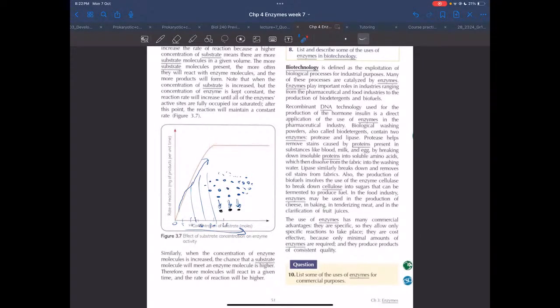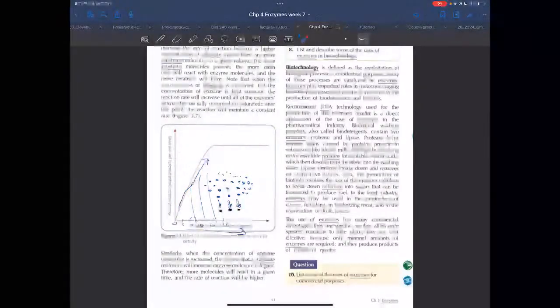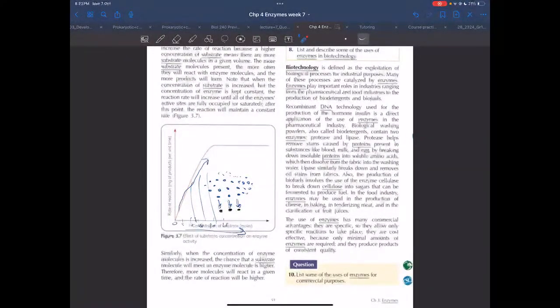The only way I can make it increase again, who's gonna tell me in the chat, what's the only way that I can make the reaction increase again? If you understood this concept, you'll be able to answer.